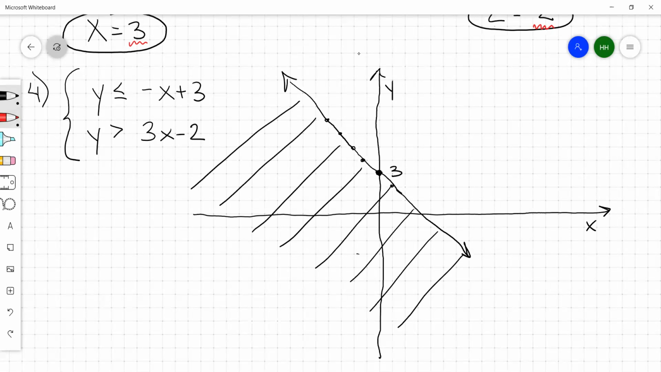The second equation, y is greater than 3x minus 2. So we're going to negative 2 on the y-axis, and we're putting a point. The slope of this line is 3, and 3 is the same as 3 over 1. So we're going to rise 3, run 1, and then rise 3, run 1.